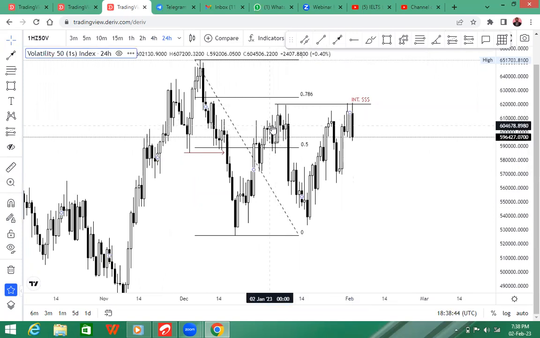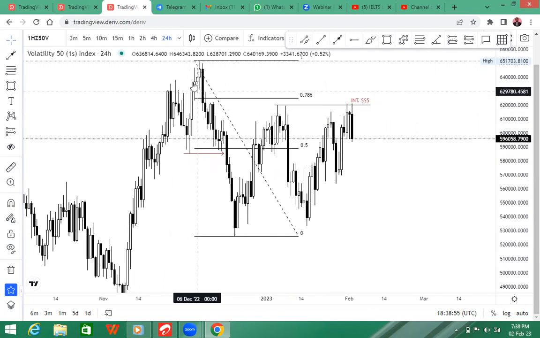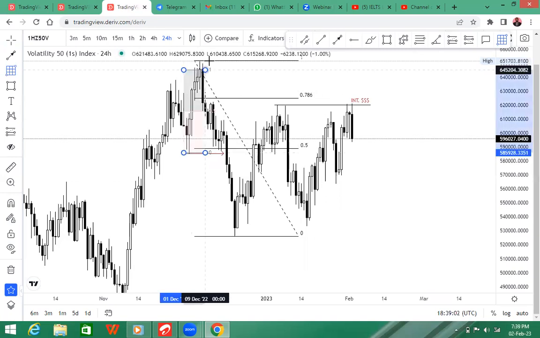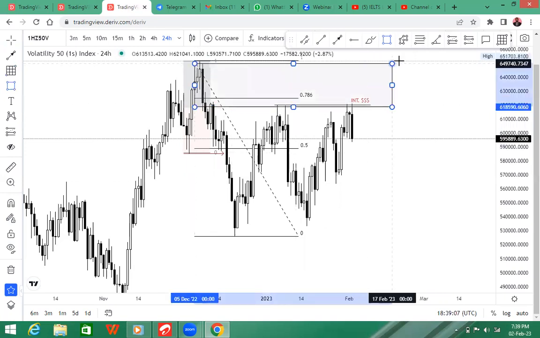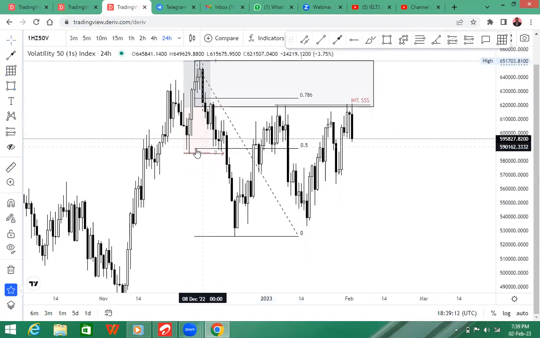So though it is in a discount, or sorry, premium zone, I still feel that price has something to do in this move. Remember, we're expecting price in all of this. 50%, we're expecting price. So we want to see what price will do within 50% of this.